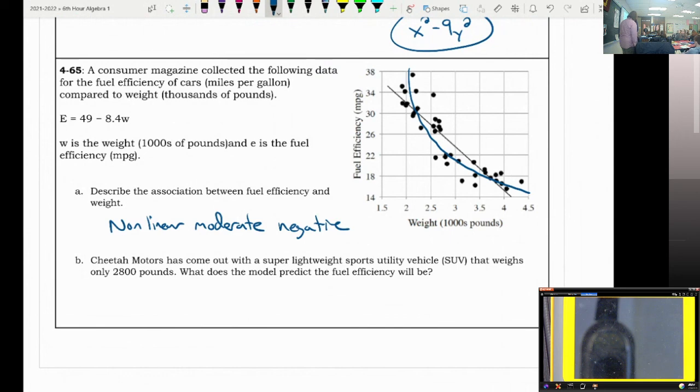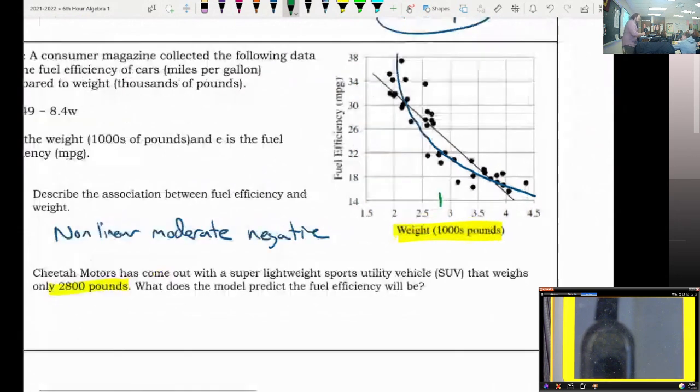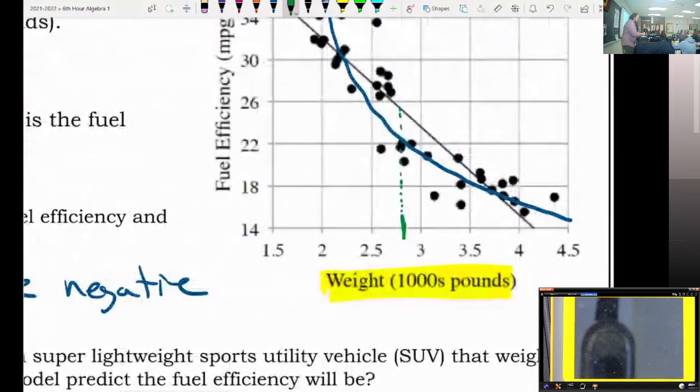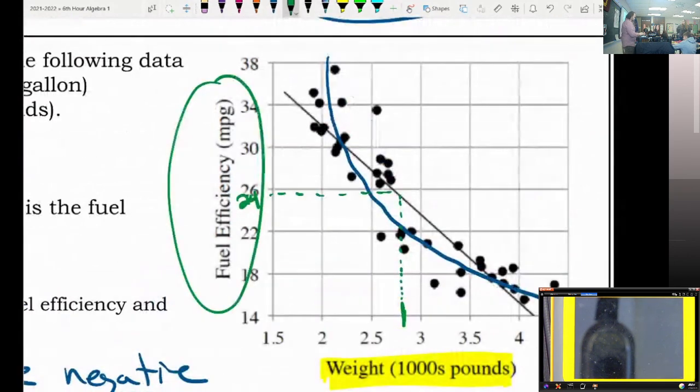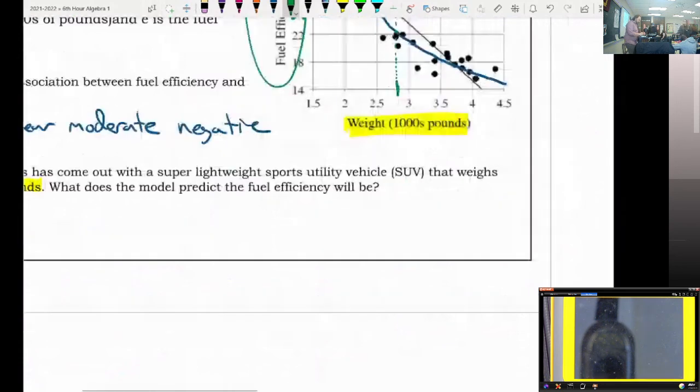And then one more easy question to answer, question B. Cheetah Motors has come up with a super lightweight sports utility vehicle that weighs 2,800 pounds. What does the model predict the fuel efficiency will be? Well, here's the weight in thousands of pounds down here. 2,800 would probably be somewhere in this vicinity right there. So if we trace that up to the line and go off to the side, we'll get about 24 or 25 or so miles per gallon, because that's the unit there on the left side. So I think the final answer here is about 24 miles per gallon.